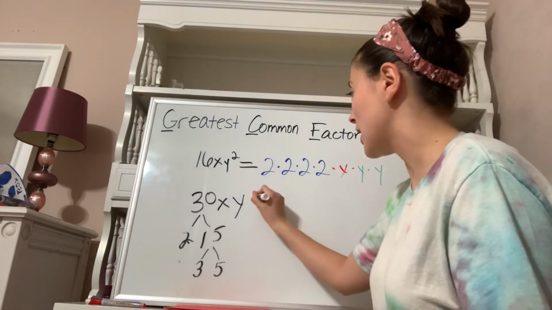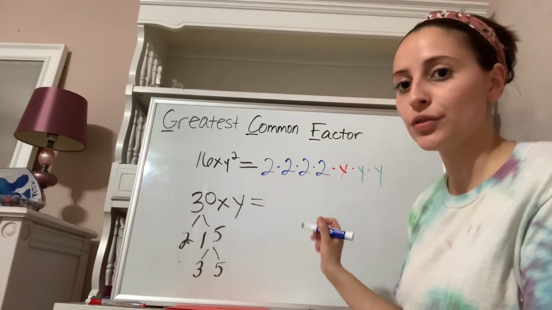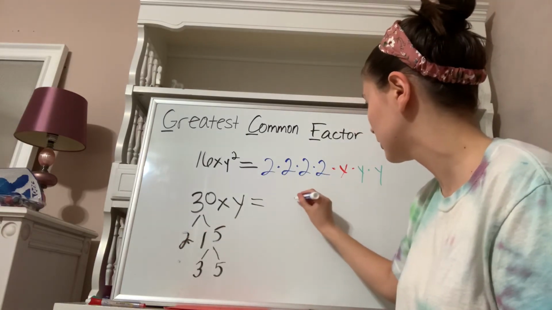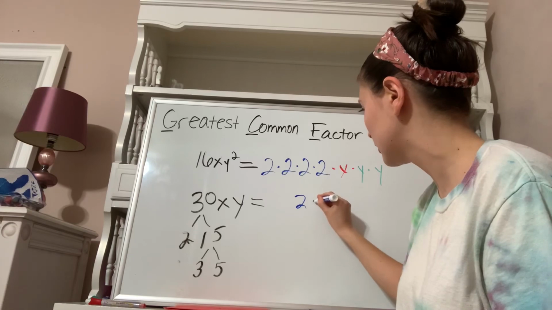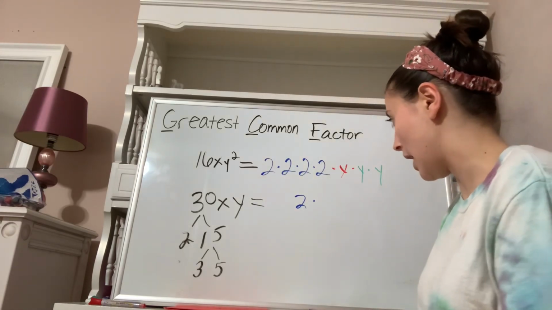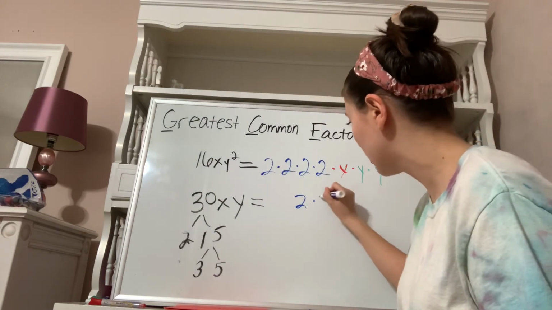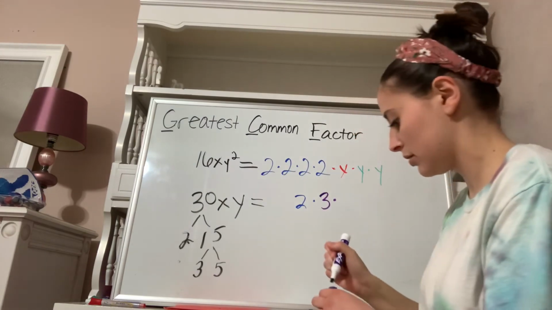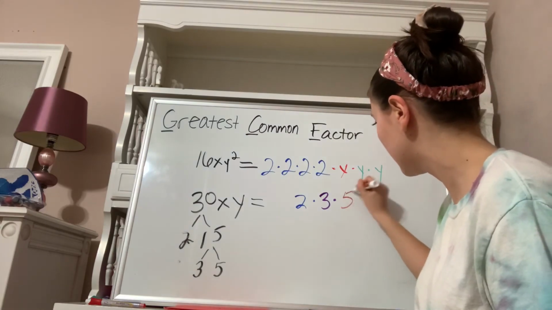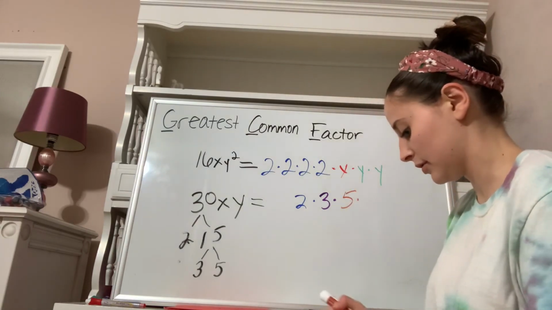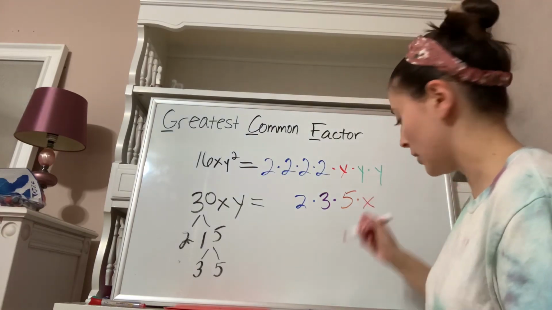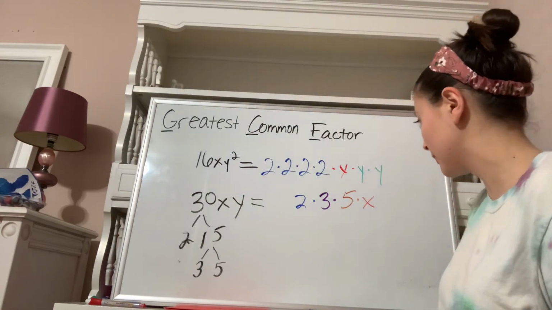And then we would just have the x, y. So we have 1, 2. And that's it. And then we have a 3, and then a 5, and then we have our x, and we only have one y this time, okay?